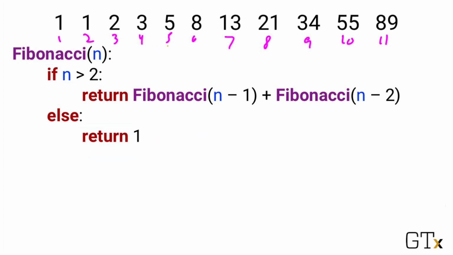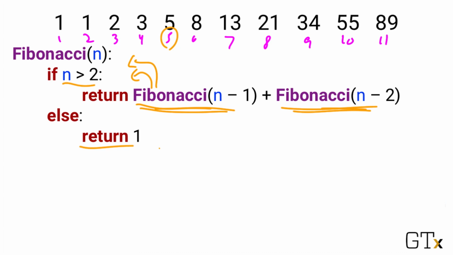So if, for example, we wanted the fifth number, well, 5 is greater than 2, so it will return Fibonacci 4 plus Fibonacci 3. Fibonacci 4 is also greater than 2, so it will return Fibonacci 3 plus Fibonacci 2. Fibonacci 3 is once again greater than 2, so it'll return Fibonacci 2 plus Fibonacci 1. Neither 2 nor 1 are greater than 2, so it'll finally return 1.